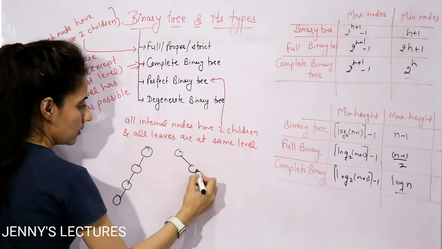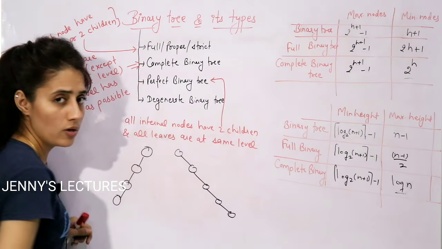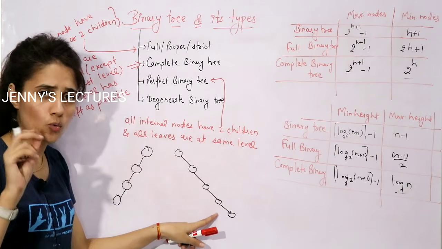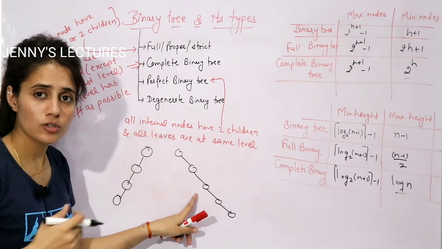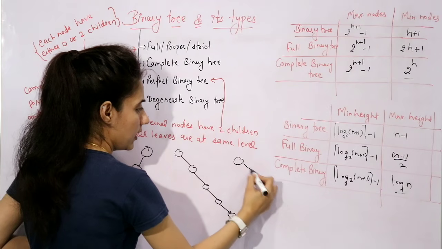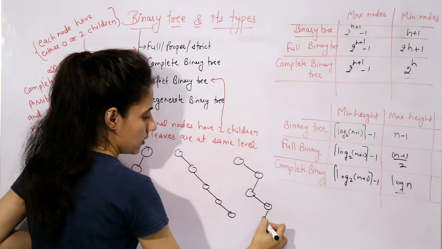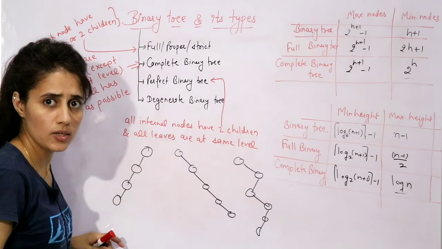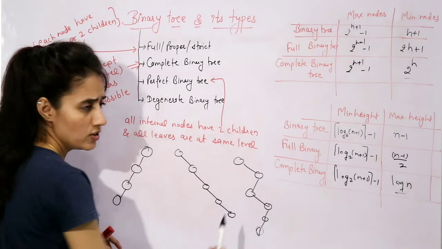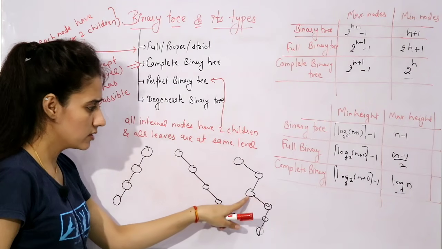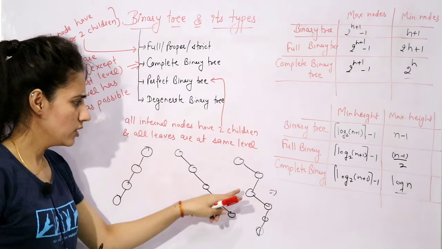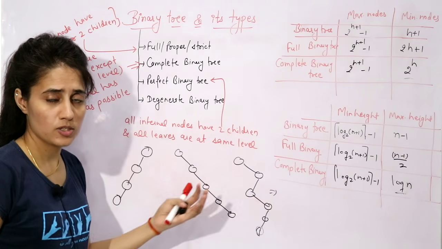See now this tree, this is also a degenerate tree because each internal node is having only one child, that is the right child. So it is also known as a right skewed binary tree, right? Now taking the example of this, is this a degenerate tree? Yes, because see, each internal node is having only one child. This is having a right child, this is having a left child, right? So this is also a degenerate tree. We cannot say that it is left or right skewed. It is a mixture of both.